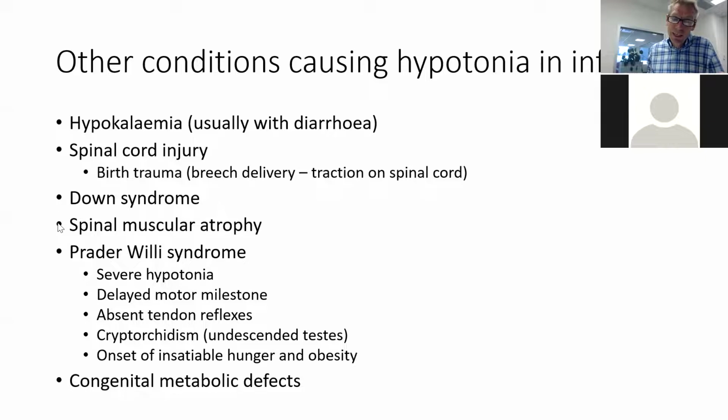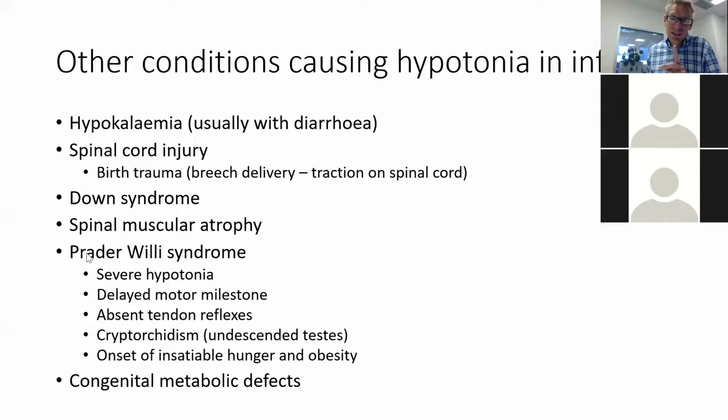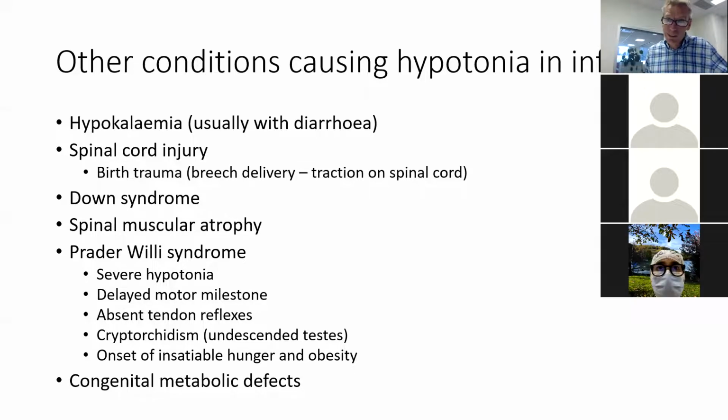It's a bit like AFP, but it's a congenital problem. And then lastly, babies who've got Prader-Willi syndrome, which is another condition that most people know of as causing extreme obesity in childhood. But in fact, in infancy, these babies present with floppiness. They're very hypotonic.